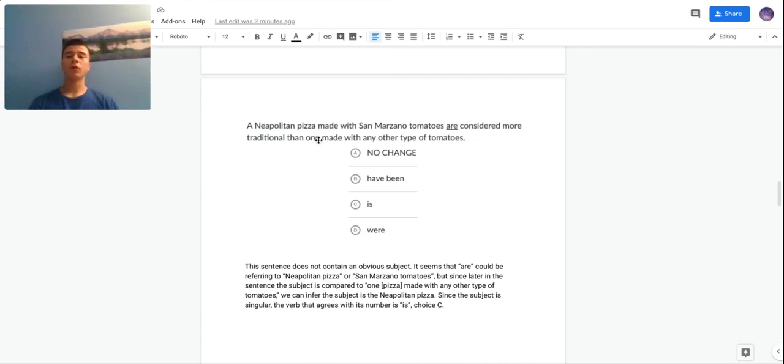So we can infer that one means pizza, and since it's comparing the subject, one of these two, with a pizza made with any other type of tomatoes, we can assume that the subject is the Neapolitan pizza. And since the Neapolitan pizza is a singular subject, this should be a singular verb. So the best choice is the singular one, because are is actually plural.